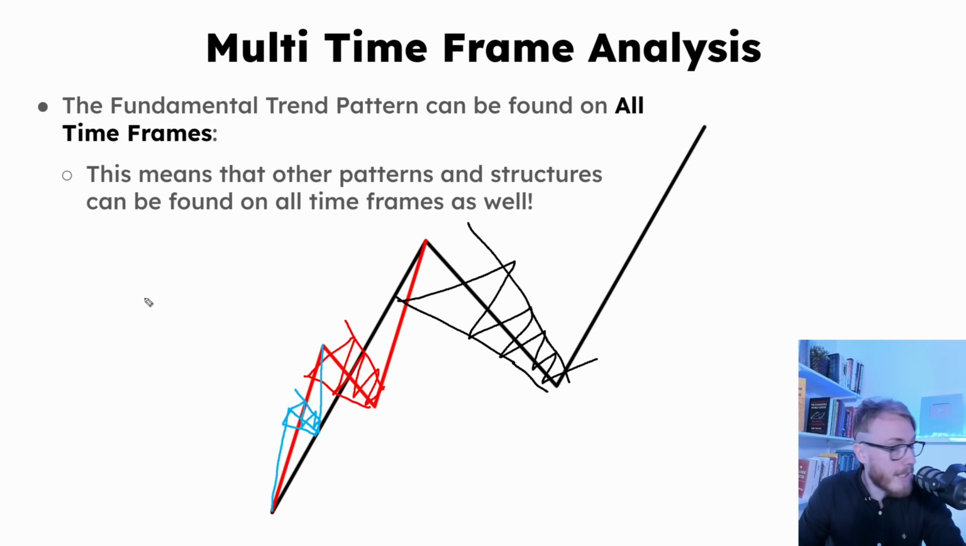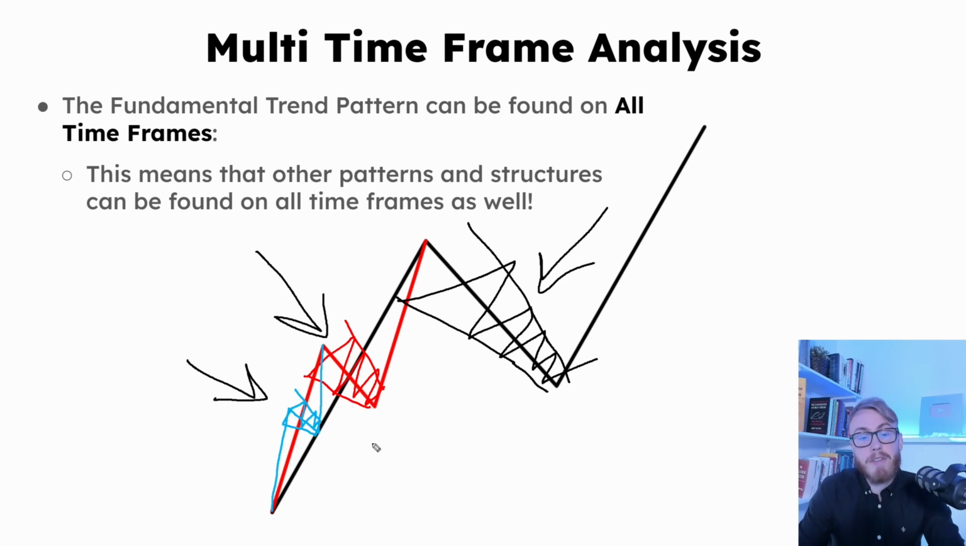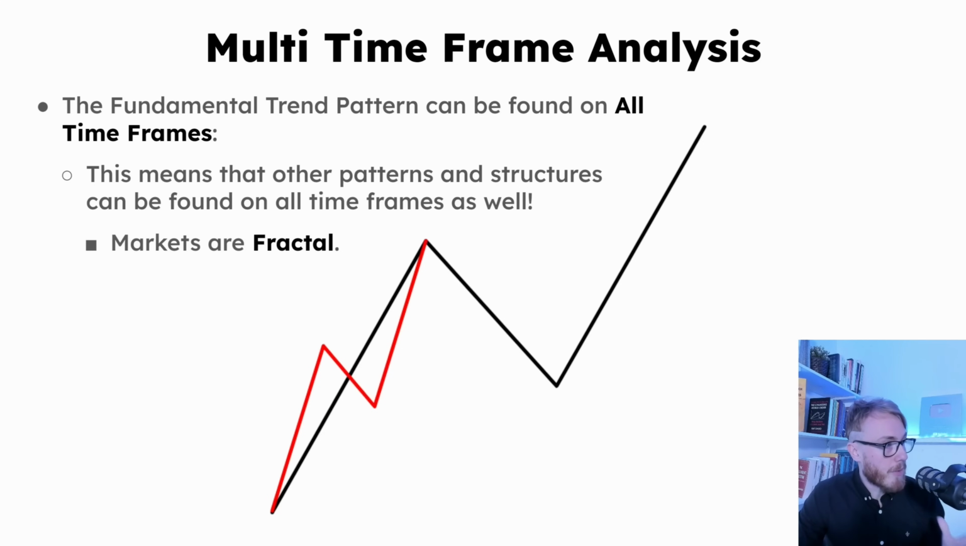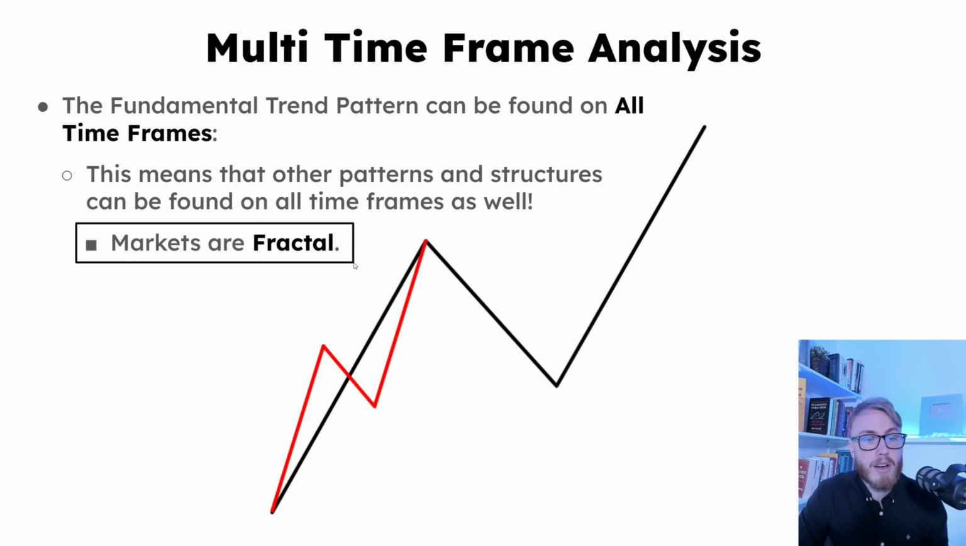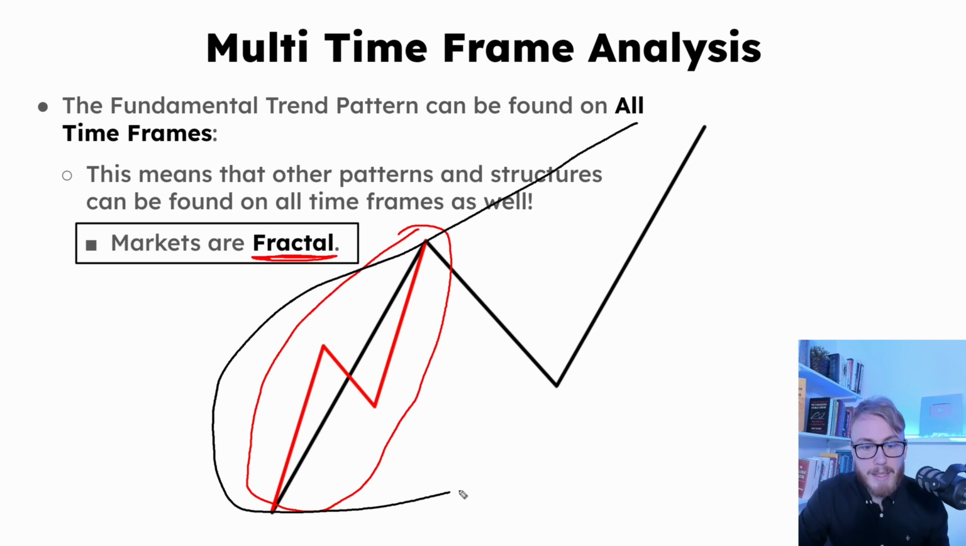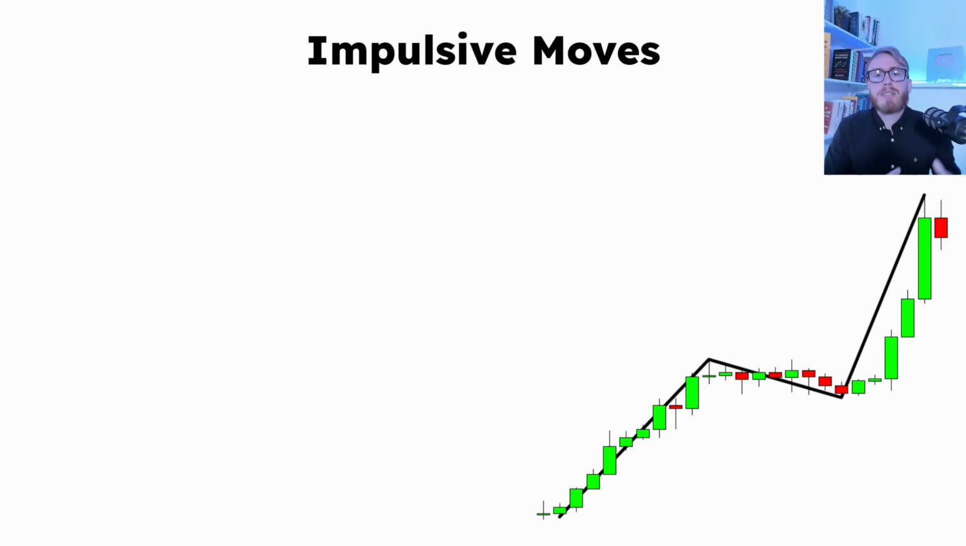So I hope by this example, you can see here that because the fundamental pattern can appear on all time frames, this basically means that technical analysis concepts can be applied to pretty much all time frames as well. So the conclusion from this is that markets are fractal. And fractal right here is simply a fancy word for saying that parts of a pattern look the same as the whole pattern. Alright, so now it's time to dive deep here into impulsive moves.